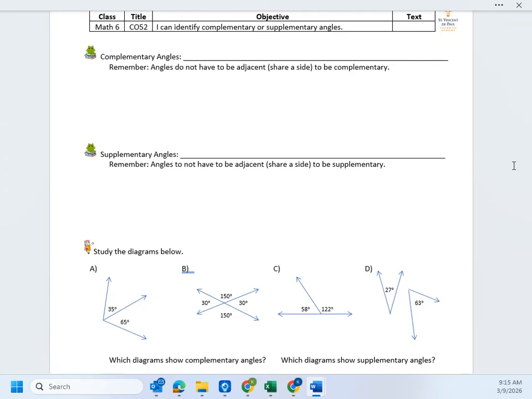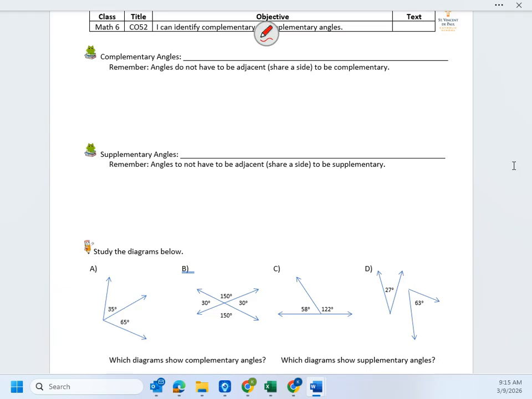We are on CO52. I can identify complementary or supplementary angles. So we talked the last time, remember, about the acute, the right, and the obtuse, and the straight angles, and how to measure those angles. Now we're going to learn the definitions for complementary and supplementary.